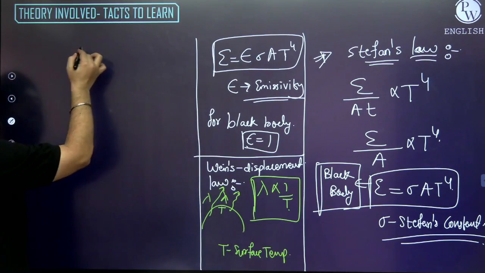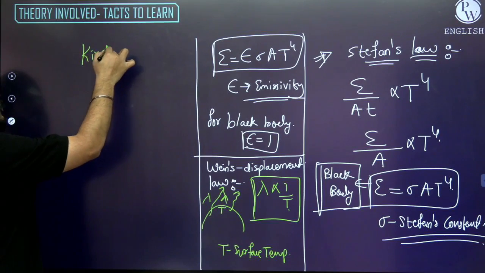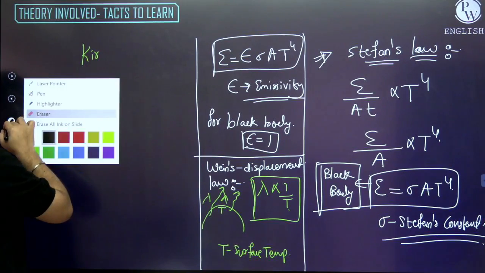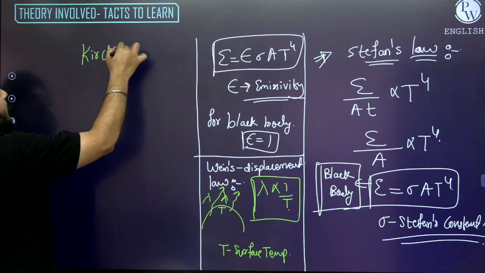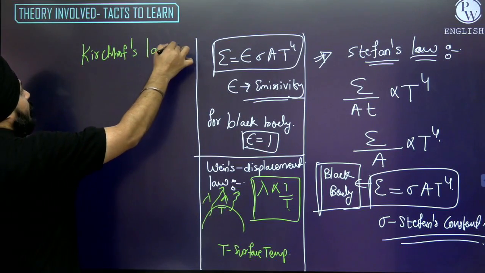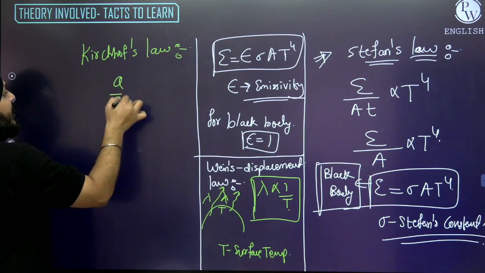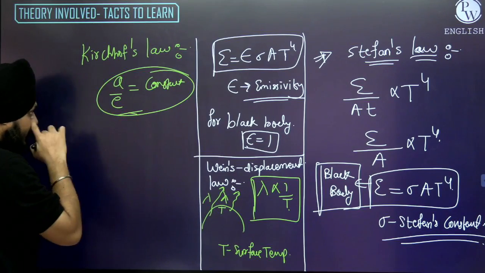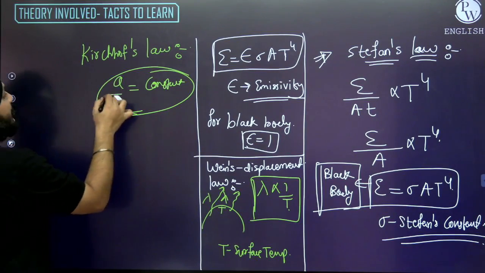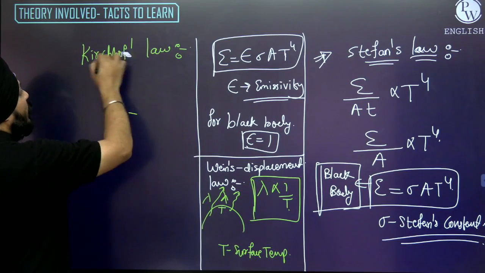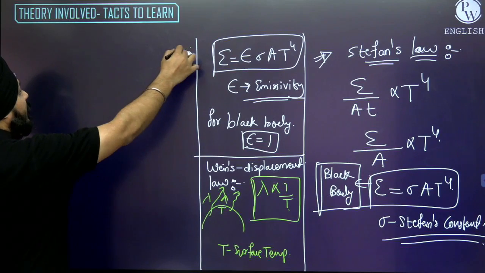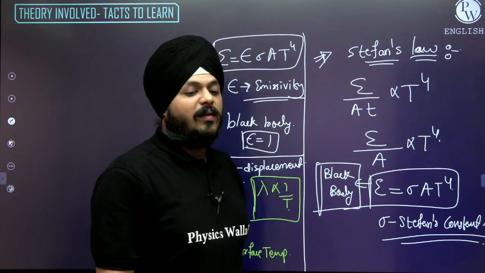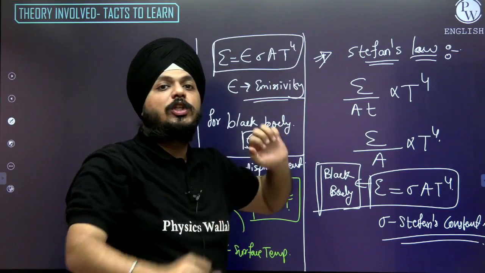And the third law in the radiation part is Kirchhoff's law. The A by E ratio is constant. But this is not as important as we are thinking. It is quite simple. Don't get so worried about the statement. These two things are important from the question's point of view.